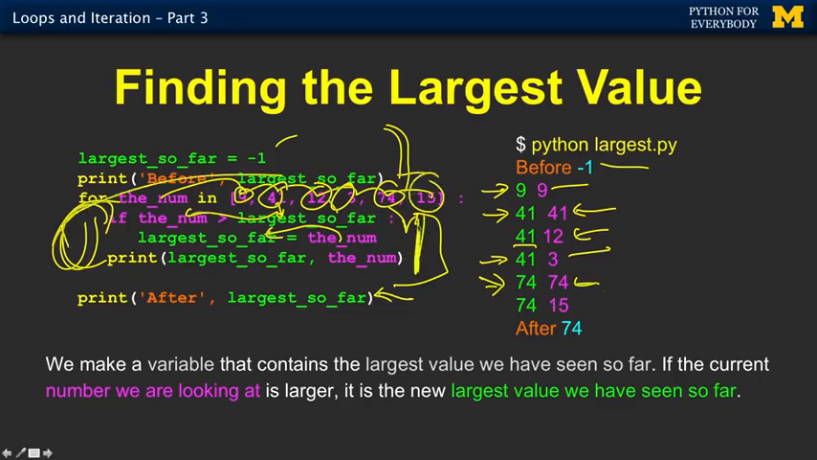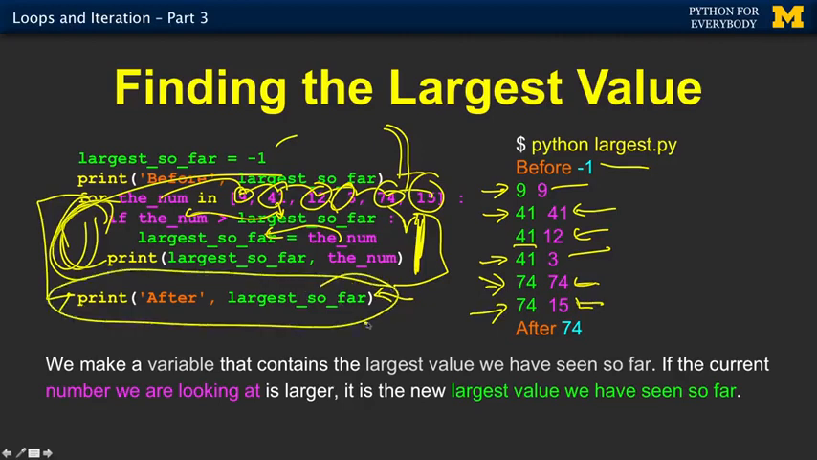In this code, we don't know how many we're going to do. We could do 5 or 6 or a million, but we don't care. We just keep the best we're doing is largest so far. So we get 15, and the largest so far is still 74. And now the for loop says you're done, and we come out. Now, largest so far is actually the largest in the sequence of numbers, which is 74.